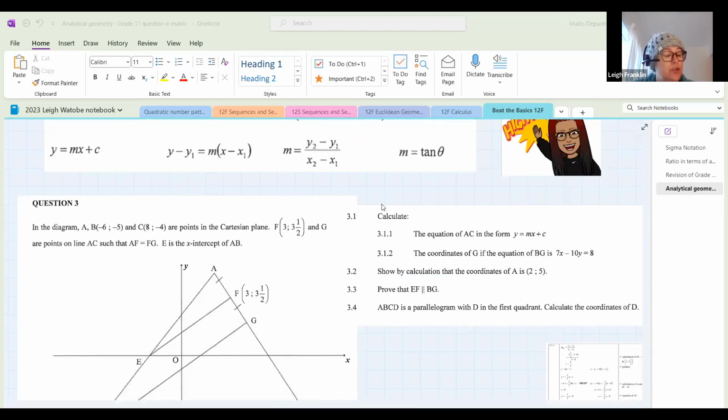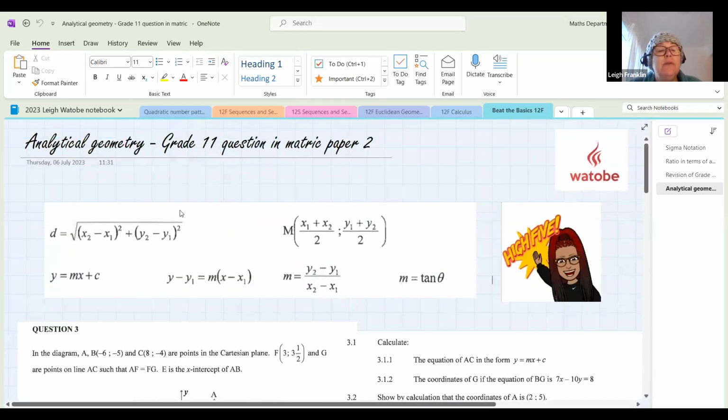Okay, I just wanted you to be exposed to those questions because it's not always going to be straightforward work, unfortunately. Okay, so we know our formula for distance, midpoint, equation of a line, gradient of a line, and obviously for angle of inclination. We are not talking about circles today. We're just talking about the grade 11 analytical geometry.